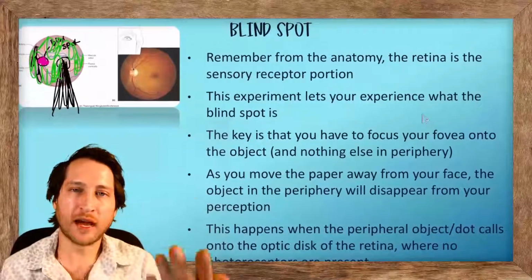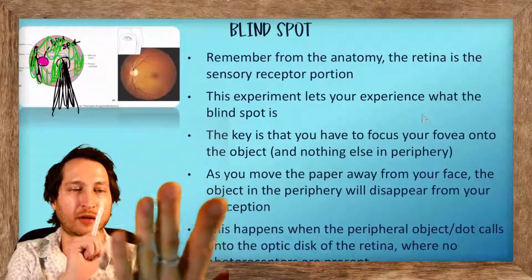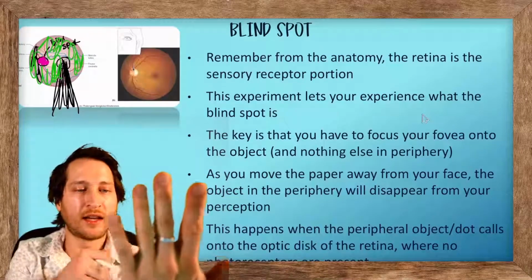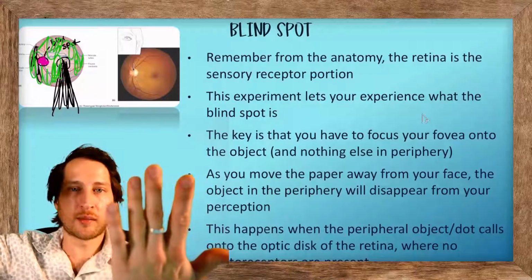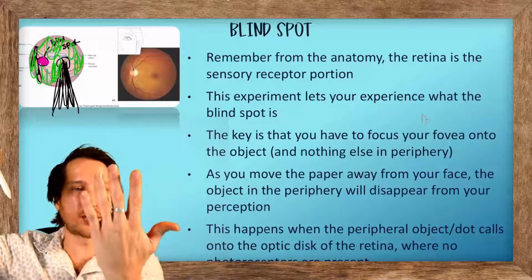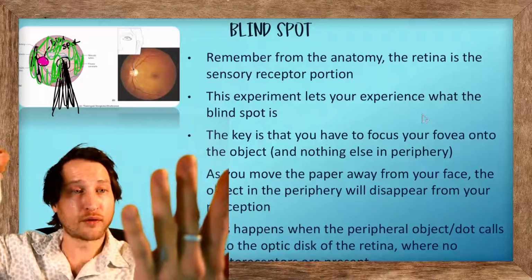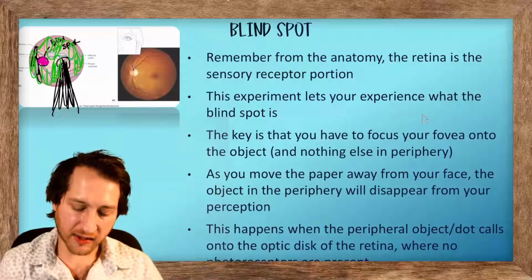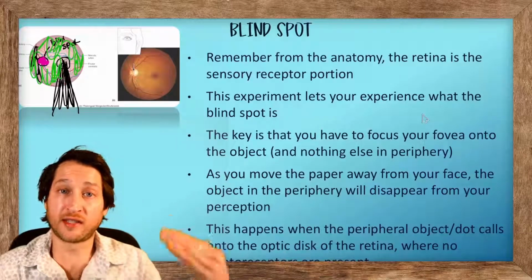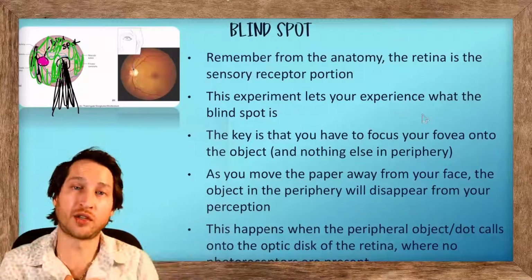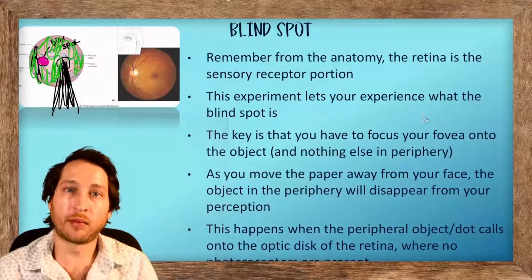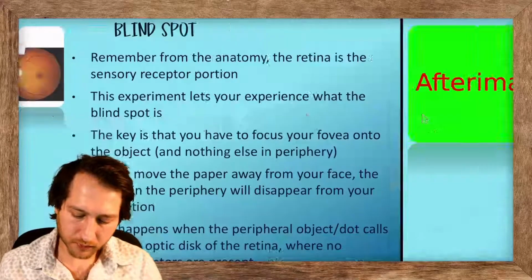So to test this, you have basically a piece of paper and you focus on a dot, and in the peripheral vision on the paper there's another dot, and as you move the paper away, this dot in your peripheral vision eventually is going to hit that blind spot, and you're going to see it disappear from your perception. And that's an example of the blind spot in action.